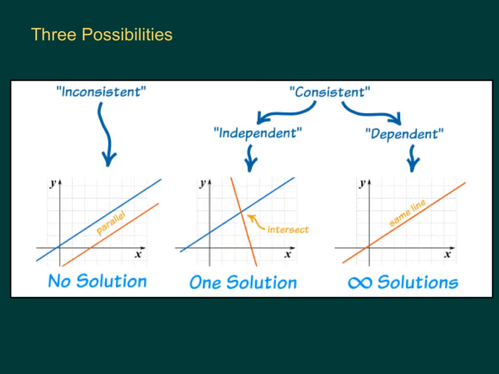So these are the three possibilities. The one in the middle is the most common one we're going to deal with. But definitely inconsistent, which is no solution for parallel lines, or dependent, infinitely many solutions for the same line, will show up. But again, your focus is going to be on one solution, consistent, independent.